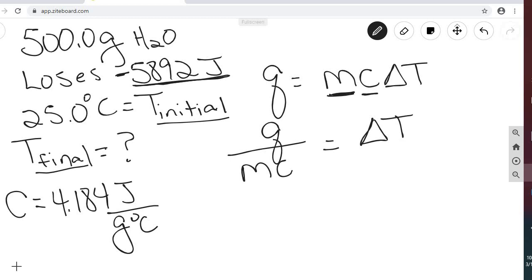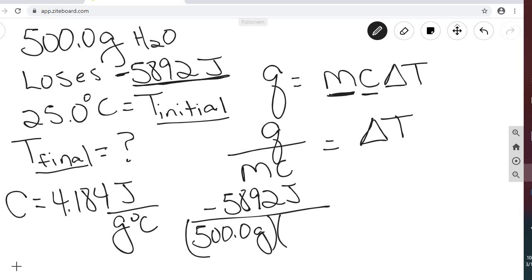Okay, so that Q is going to be negative, remember, so negative 5,892 joules divided by the mass, 500 grams, and then divided by C, which is 4.184 joules over grams degrees C. So if you do that math, it looks like we can have 4 significant figures, so it will be negative, because you have a negative on top and positives on the bottom. So it would be negative 2.859.